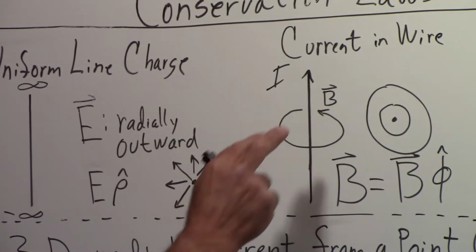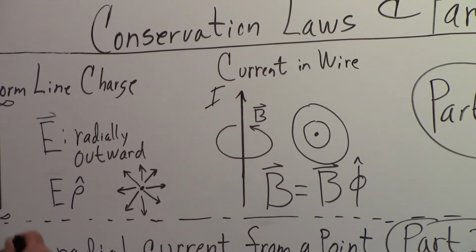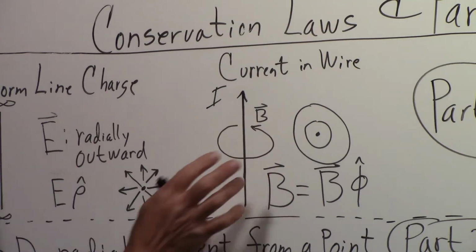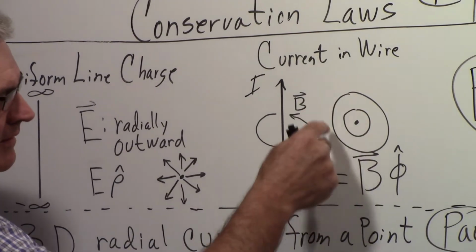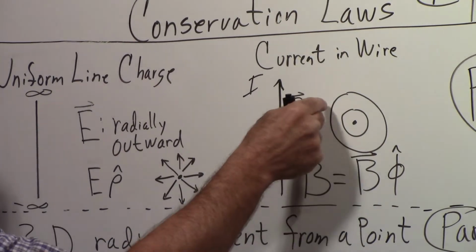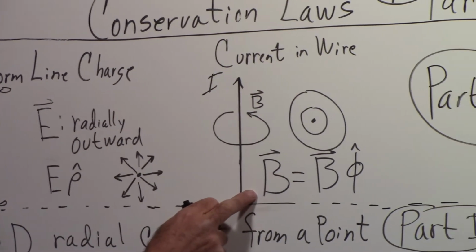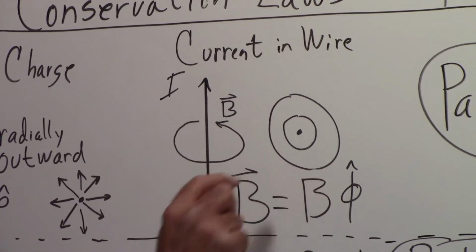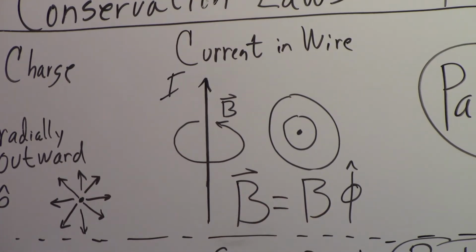The other one was we had an infinitely long wire carrying a current I, and we found out that the field was circular around the wire. So if you looked along the length of the wire, you'd see the magnetic field pointing around, tangent to a circle. So again, in cylindrical coordinates, I'm indicating that as a phi component. So that was part 1.